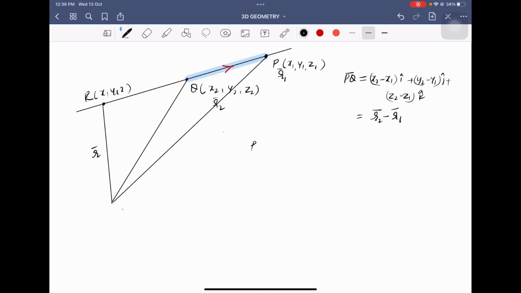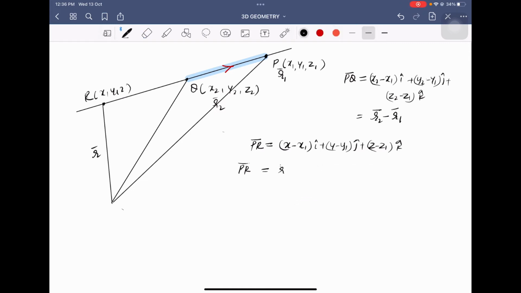So vector RP or vector PR will be equal to (x − x1) i cap + (y − y1) j cap + (z − z1) k cap, right? If I want to write this in terms of vectors, this is R minus R1. Sorry, this is vector PR, so this is R minus R1.